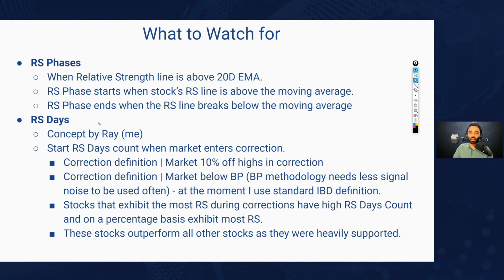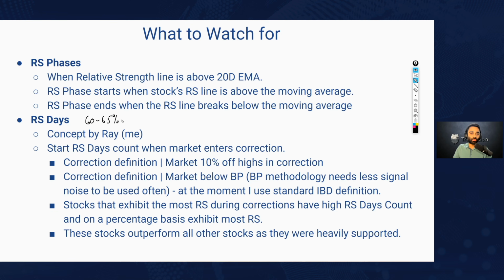And then the other one I want to talk about is RS days. This particular concept is fairly simple. What I'm trying to do with this is, when the market enters correction, that date becomes the date that the market went into correction. I want to see on a per stock basis how many days a stock tried to outperform the market in a corrective phase. If a stock did that for a span of, say, 62% or 65% of the time, then that is a stock I want to know about. On average, we had about 60 to 65%.